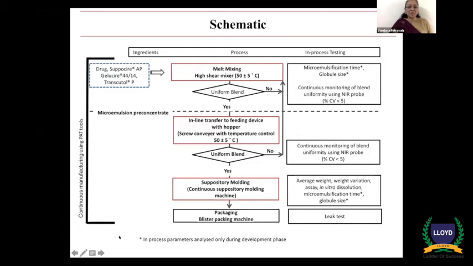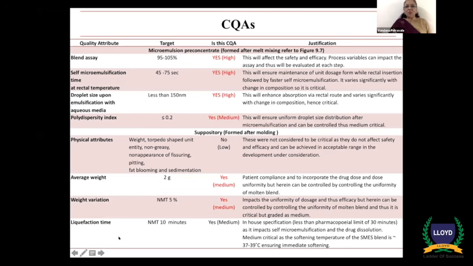But here it was not necessary because we were aiming at fast release suppositories. So then we listed the CQAs, and you can see the CQAs here: the blend assay, the self-microemulsification time, the droplet size which you get after it comes in contact with rectal fluids, and the polydispersity index. All of these were yes.